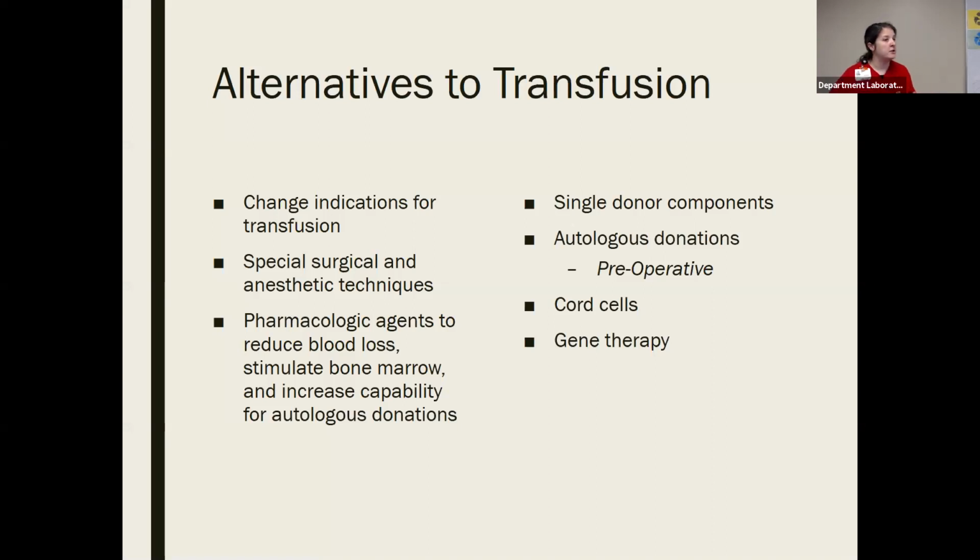There are other agents too, so maybe if your patient has symptoms of anemia, maybe give them erythropoietin to stimulate the bone marrow to produce more red cells. That would be another treatment rather than a transfusion. Single donor components, that's like platelet pheresis, plasma pheresis, that is more product for your buck from one single donor rather than pooling a bunch of products together from multiple donors. That has significantly helped the transfusion process too.